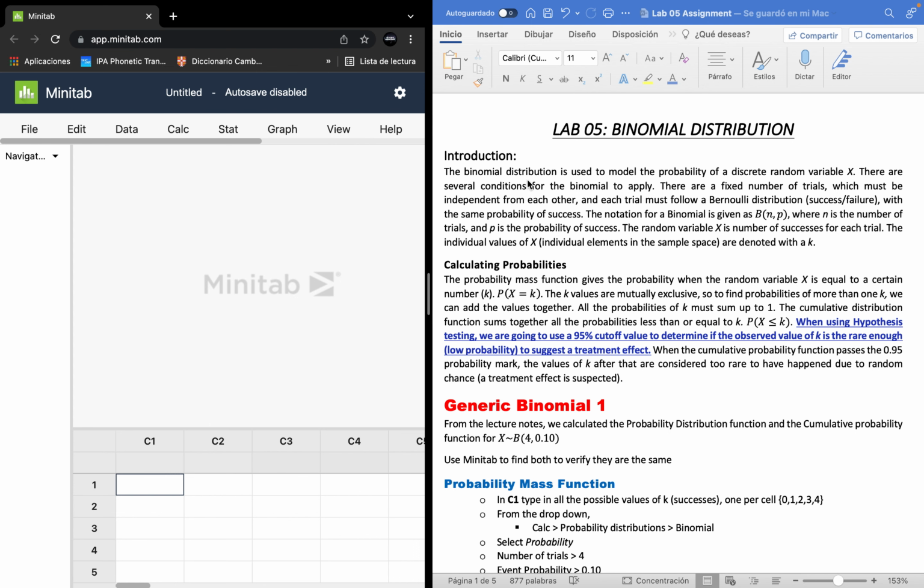For example, when you toss a coin 5 times, if you have a fair coin, what is the probability that you can observe 4 heads, 3 heads, 2 heads? Those responses are given by the binomial distribution.